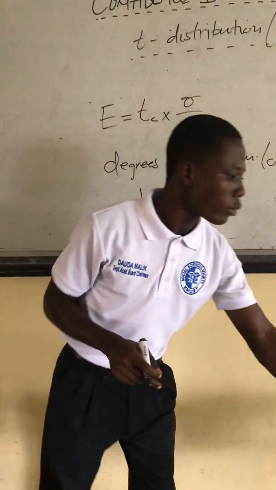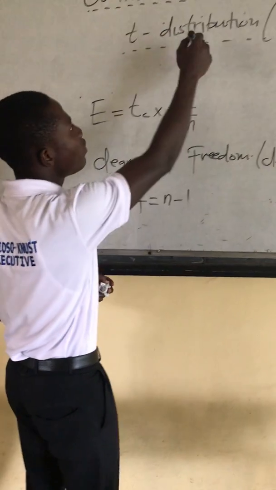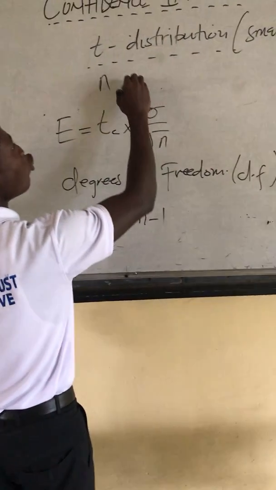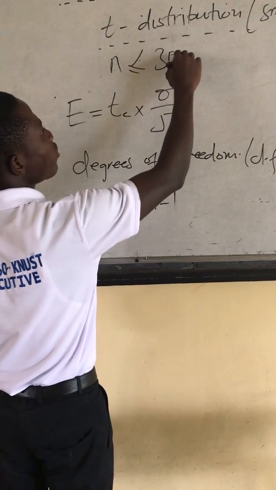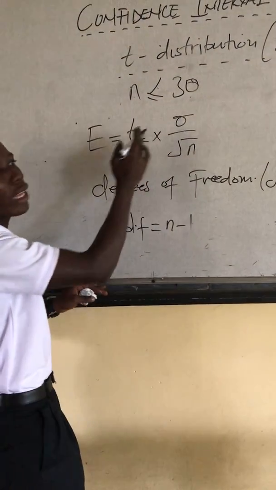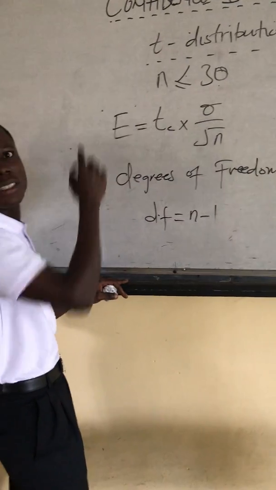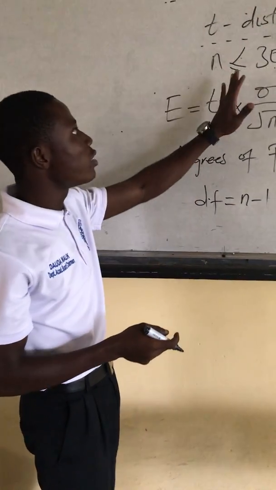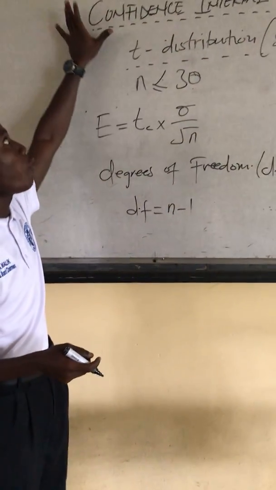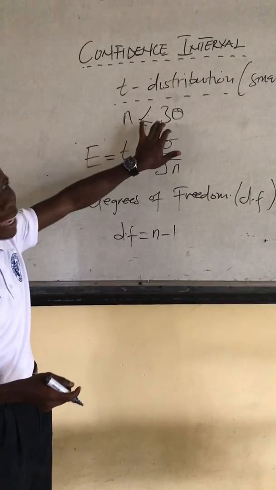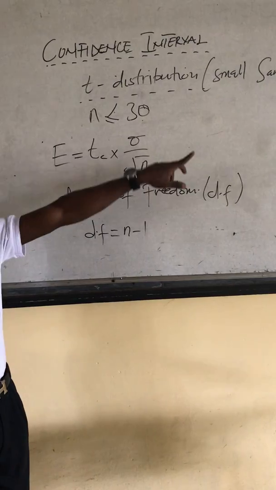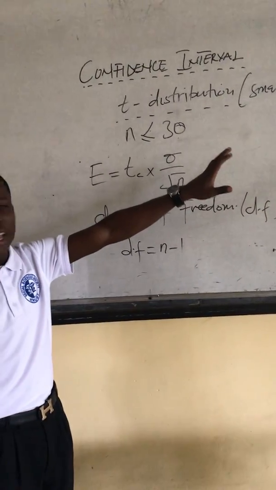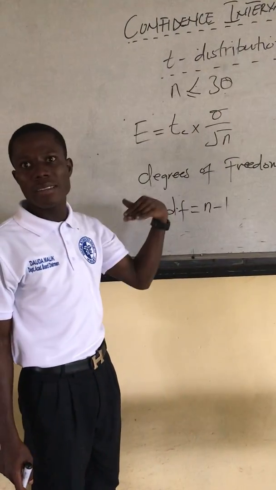Okay. So with the t distribution, your n should be less than or equal to 30. So when the sample size given is less than or equal to 30, we use what? The t distribution. So when you are solving for confidence interval, you always have to check the n, the sample size. If the sample size is more than 30, it means you use the z. That's the large samples. And if the sample size is less than 30, that's where we use the t.